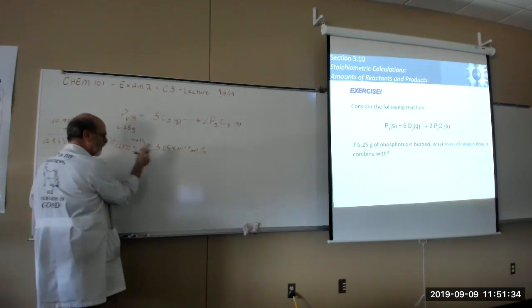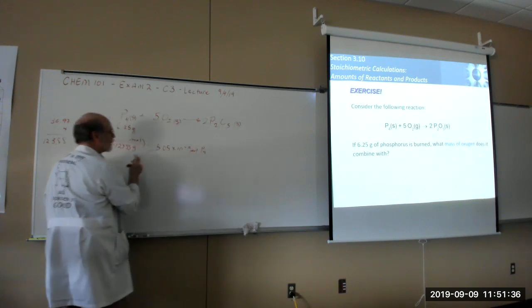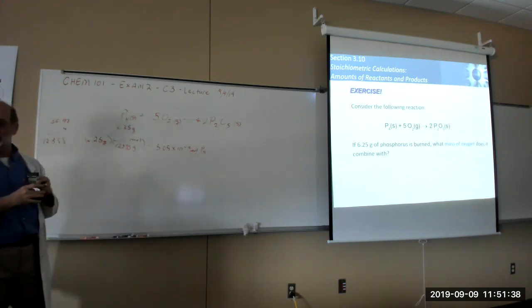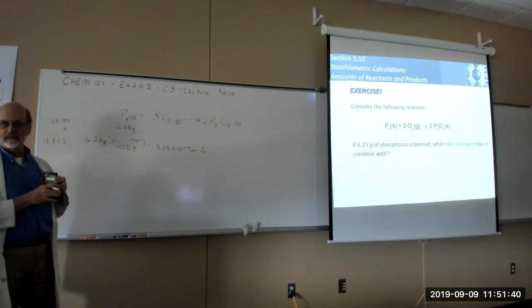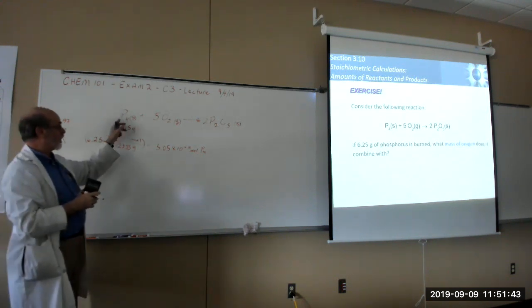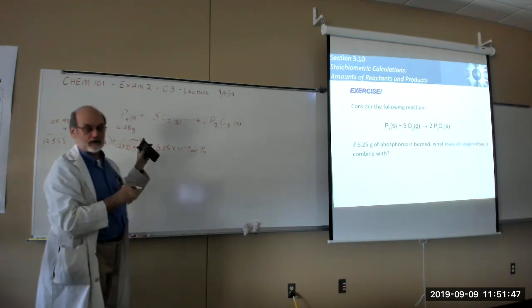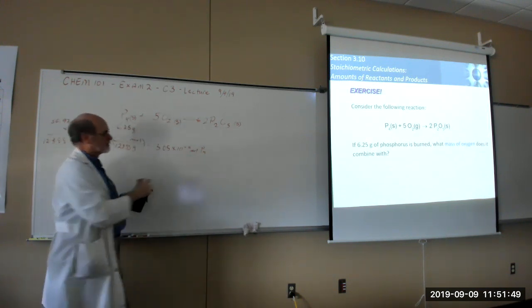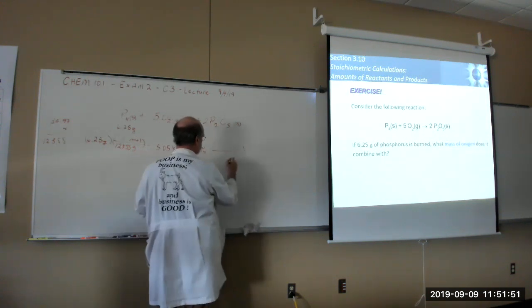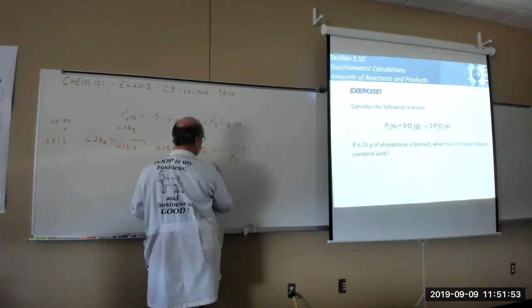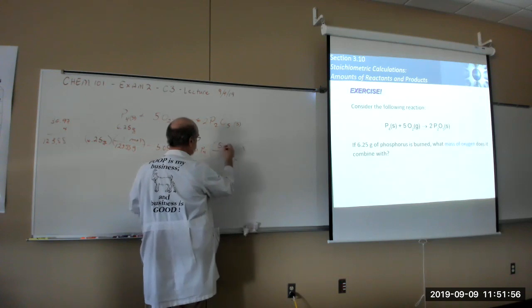So if 1 mole of P4 burns, how many moles of oxygen are required? 5. For every one of those, you need 5 of those. That's our conversion factor, 1 to 5. For every one P4, there's 5 oxygen.